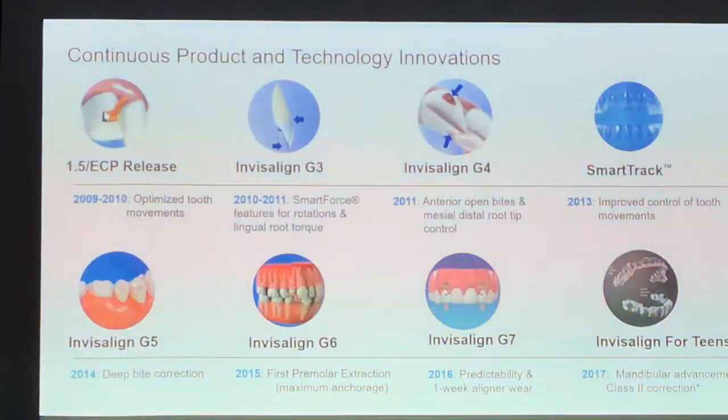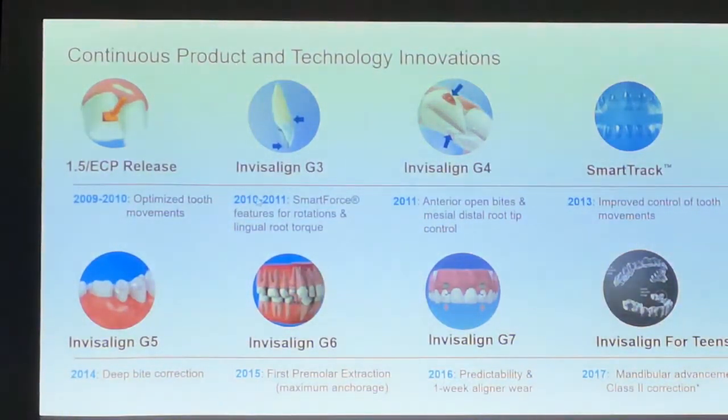The orange color here, we call it an attachment. An attachment will help to create the force that you would like to make with that tooth. For example, if you would like to extrude one tooth, then we will decide on one attachment to put on that tooth that helps to extrude it.